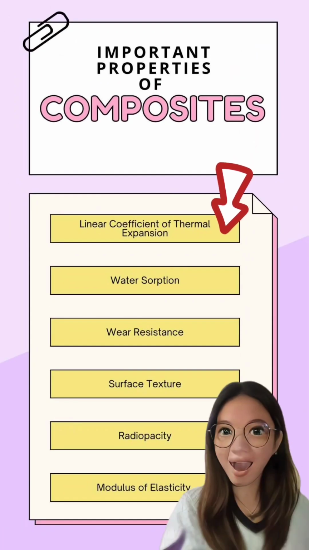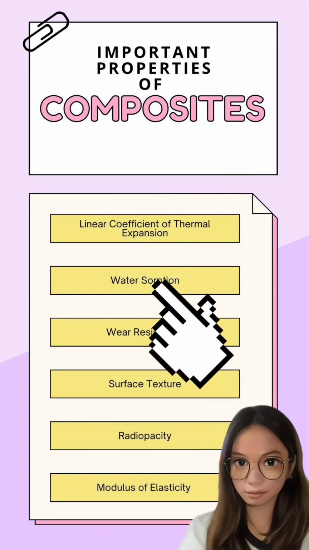One. Linear coefficient of thermal expansion. Bonding a composite to etched tooth structure reduces the potential negative effects of the difference between the LCTE of the material and the tooth structure. Two. Water sorption. Water sorption is the amount of water a material absorbs over time, affecting its properties and effectiveness.